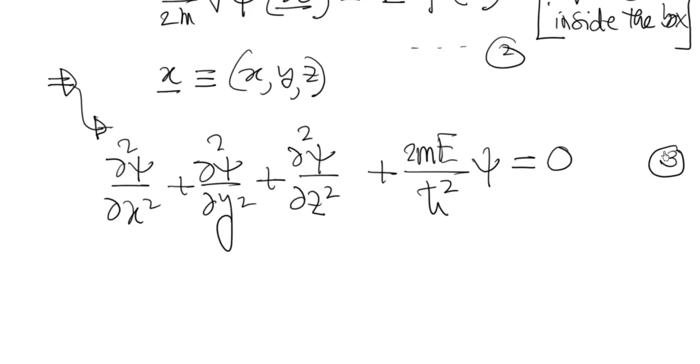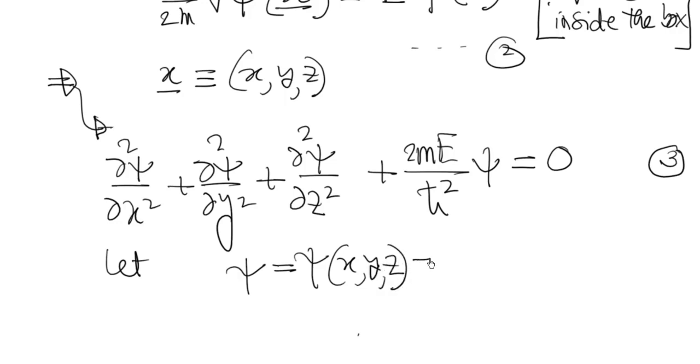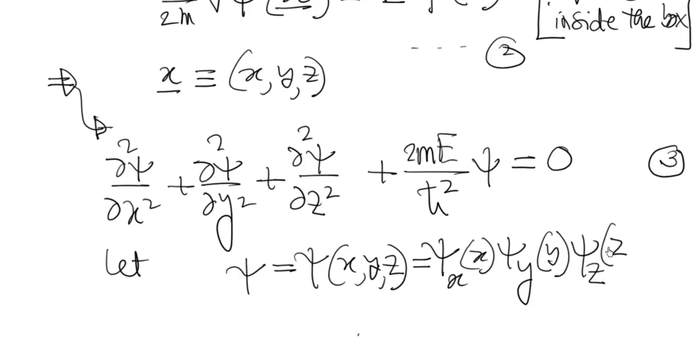Now to apply the separation of variables technique to solve equation 3, it is initially assumed that the wave function psi is a product of three functions, each depending on just one coordinate. So we take this wave function, which is a function of x, y, and z, and it is the product of three functions: psi x, a function of x, psi y, a function of y, and psi z, a function of z.